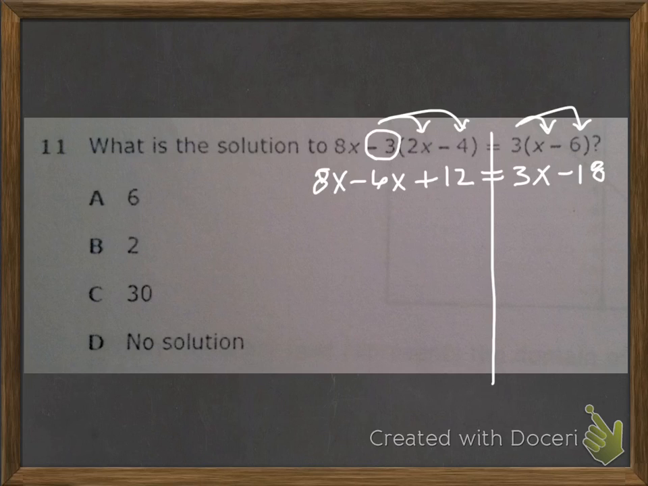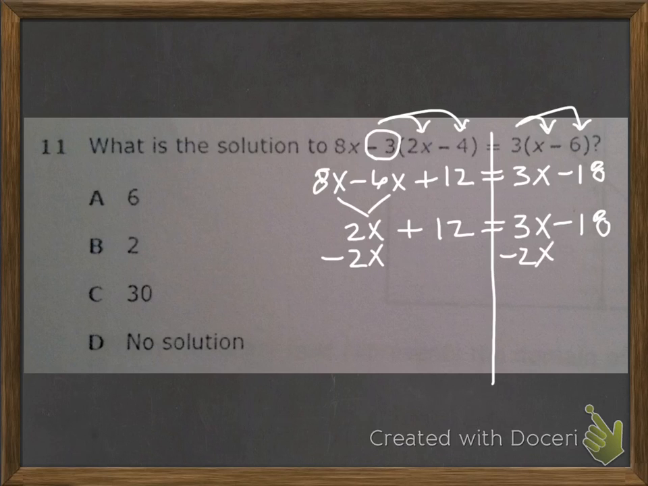Now we want to clean up each side and combine any like terms we have. 8x and minus 6x will combine to make 2x. Now we want to move all of our variable terms to the same side. I think I'm going to move my variable terms to the right. So I'm going to move that 2x to the right by subtracting 2x from both sides. So we get 12 equals 3x minus 2x is 1x, or just x, minus 18.